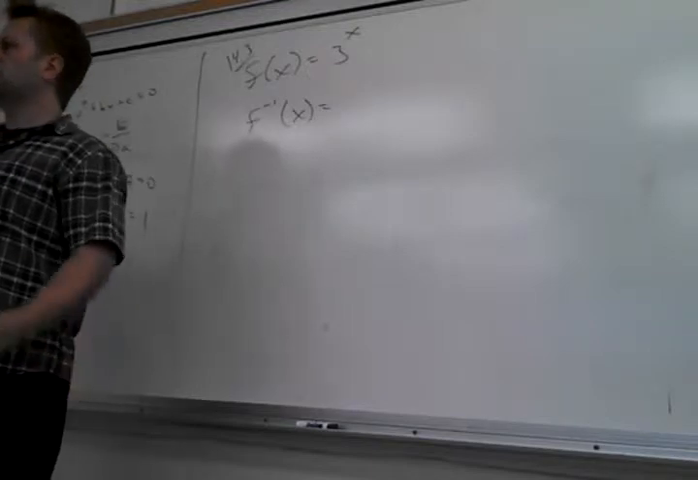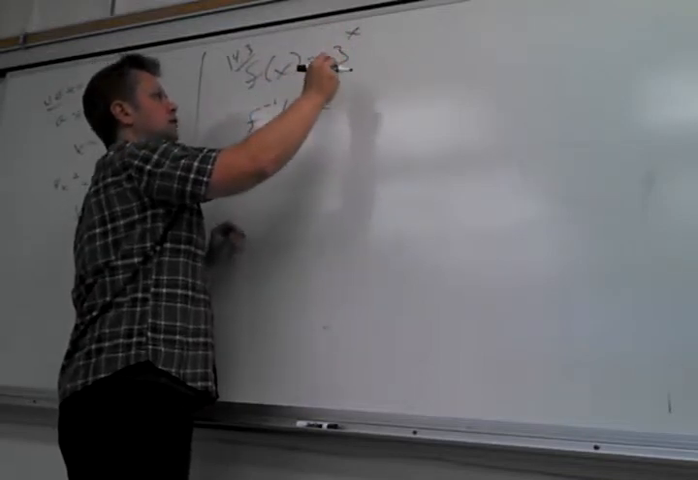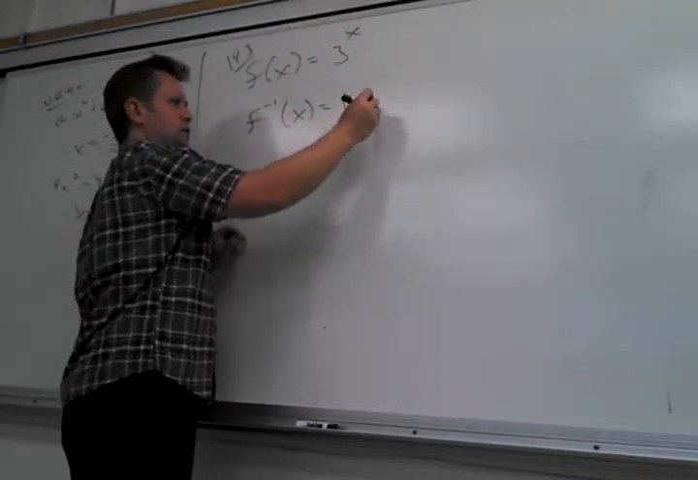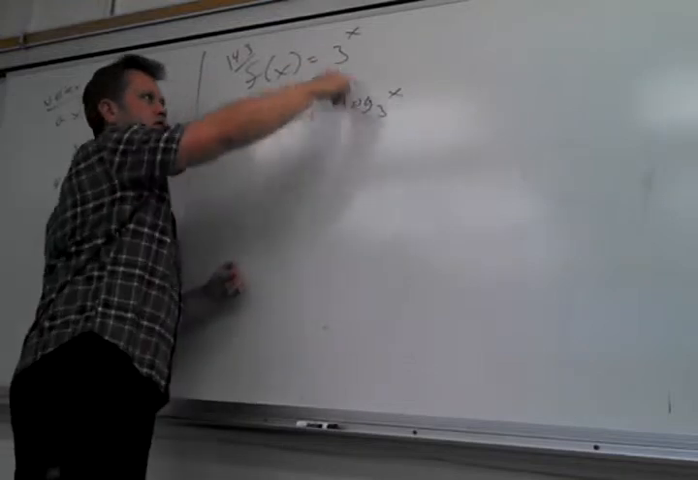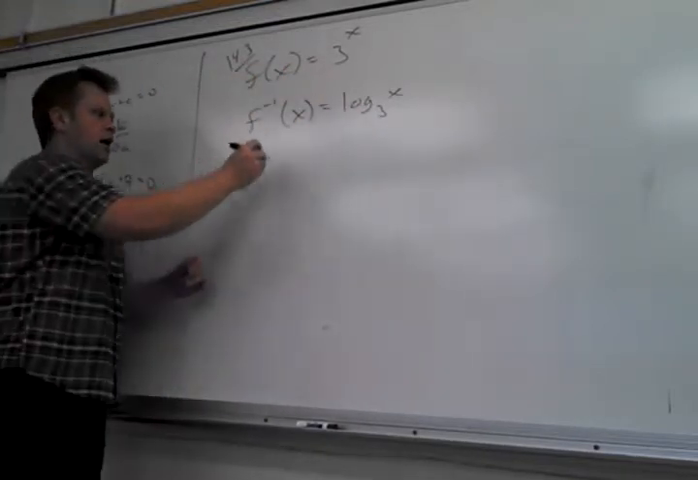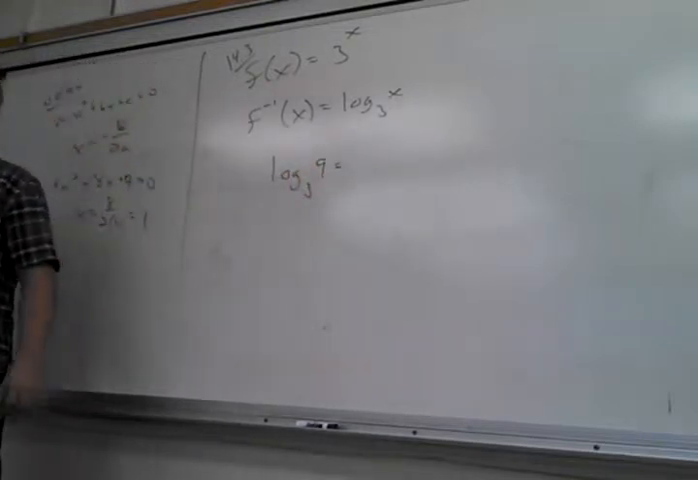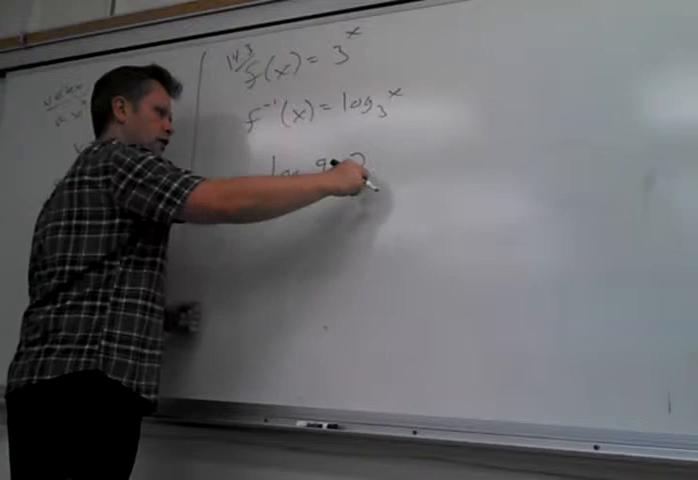We had to come up with a new symbol. What's the base in this problem? 3. So it'll be log base 3 of x. That's the inverse. They are inverses of each other. That is why log base 3 of 9 is 2, because 3 squared is 9.